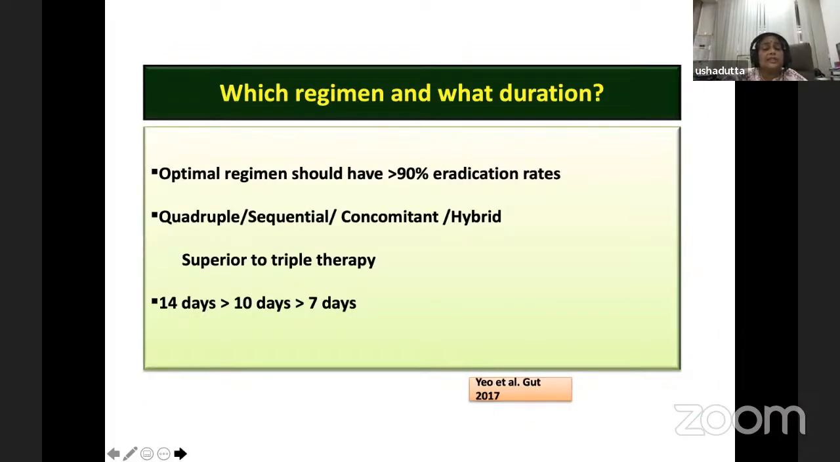So we should use the regime which has more than 90% eradication rate. It should preferably be concomitant therapy or hybrid therapy. These are superior to the triple therapy, which is the standard therapy. A 14-day treatment is better than 10 days, which is better than 7 days of therapy.